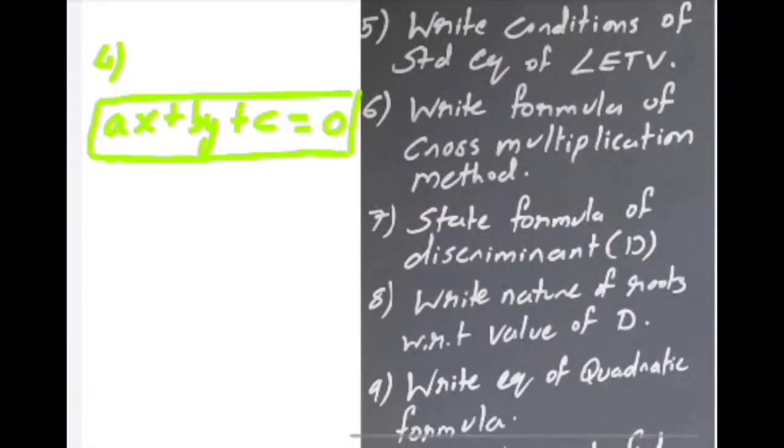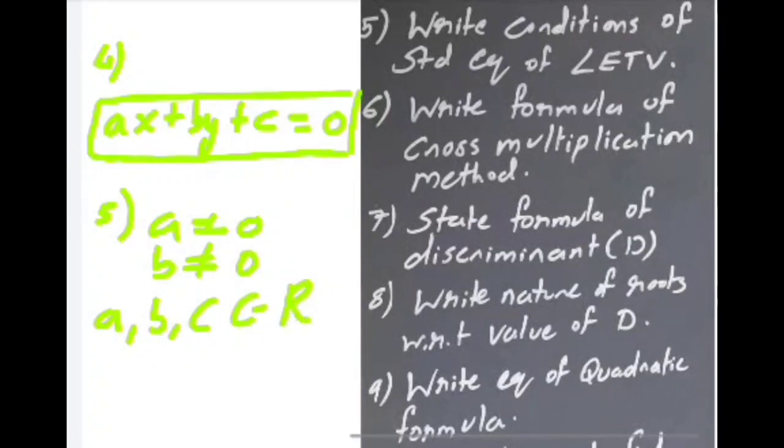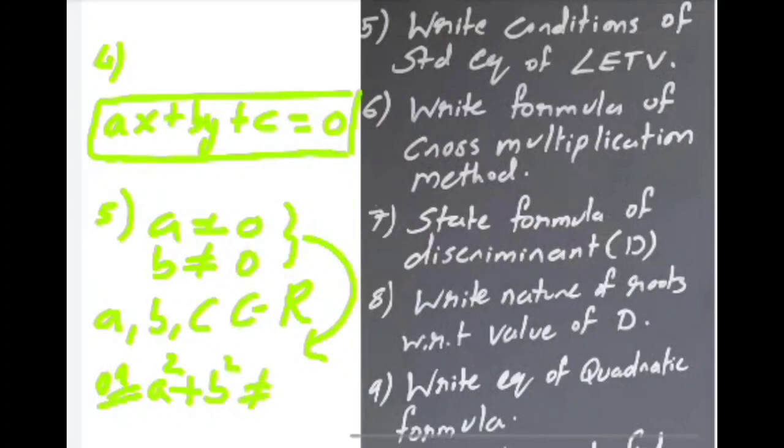Write condition of standard equation. So condition is a should not be equal to 0, b should not be equal to 0, and a, b, c, this should belong to real numbers. Okay, or you can also write one other condition for this, that is a square plus b square should not be equal to 0. Okay, so these are the conditions for standard equation.